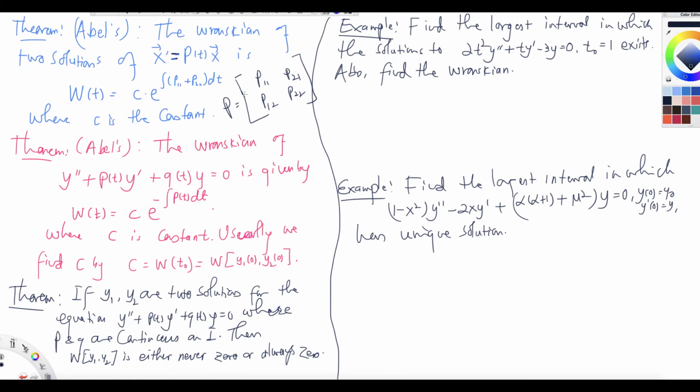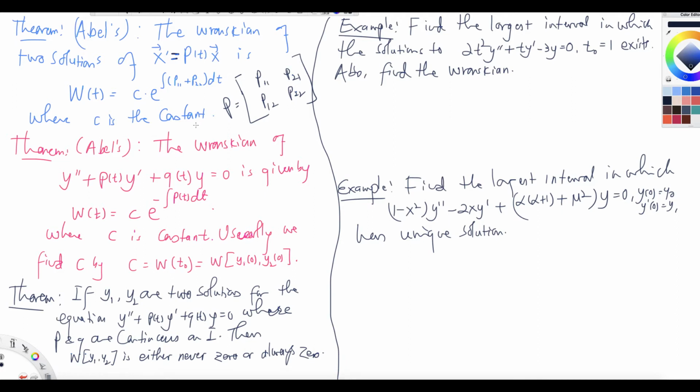So P is that. If you want to find the Wronskian of the system of equations directly, what you do is C times e to the integral of this plus that, dt. You find the integral, and whatever you find is the final answer, where C is the constant here.